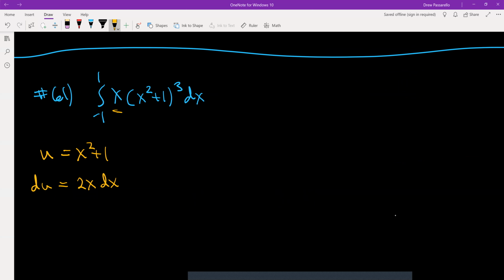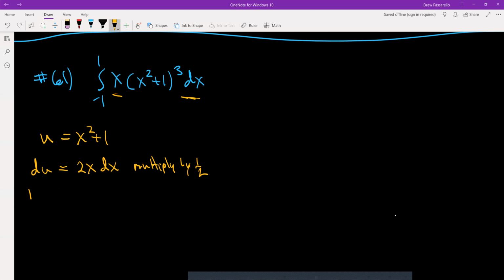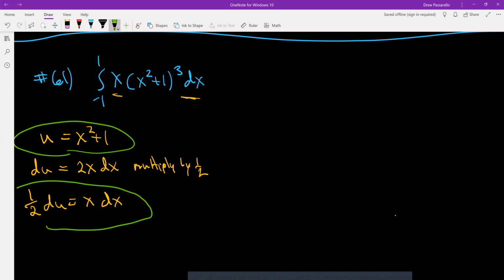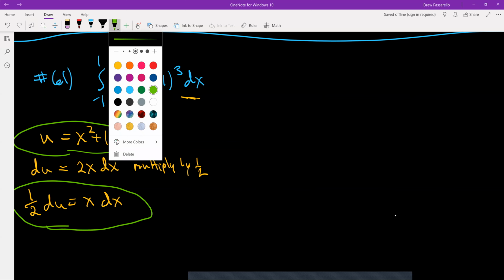But here I have just x dx, so I need to bring the 2 over by dividing by 2 or multiplying by 1/2. So when I multiply by 1/2, I get 1/2 du, and then the 2 goes away, so you have x dx. So I'm substituting u in for x squared plus 1, and then I'm substituting 1/2 du in for x dx. Now I need to change the limits of integration.